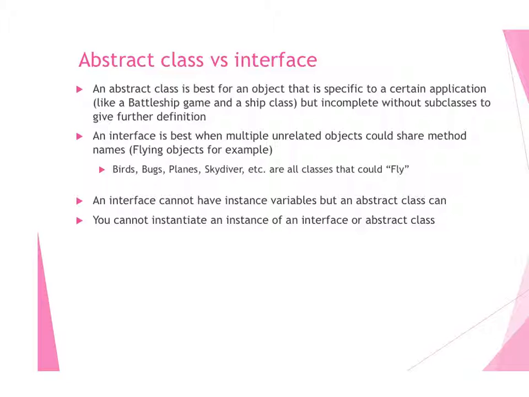An interface is best when multiple unrelated objects could share method names. For example, we've seen the flying interface. So birds and bugs and planes and skydivers, those are all things that could fly. So if I had an interface for a flyer, and I could have methods that are related to flying, all of these objects could implement the flyer interface. Some key differences are that interfaces cannot have instance variables, and you cannot instantiate an instance of an interface or an abstract class.